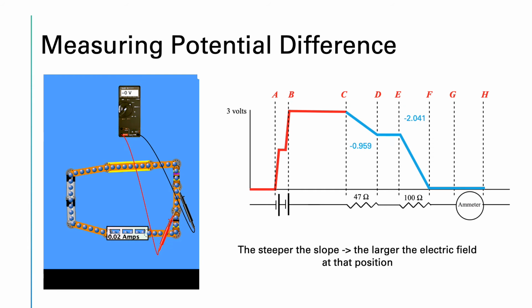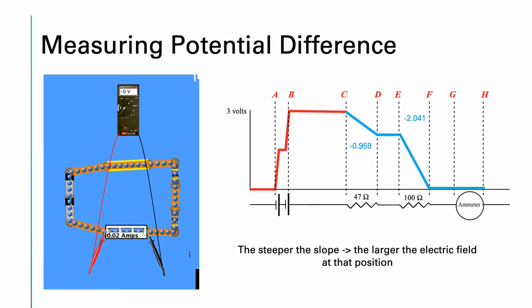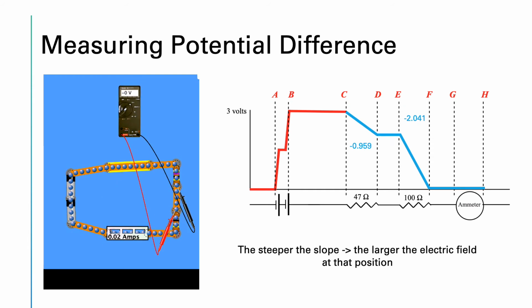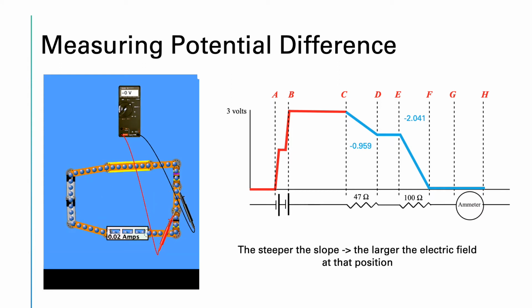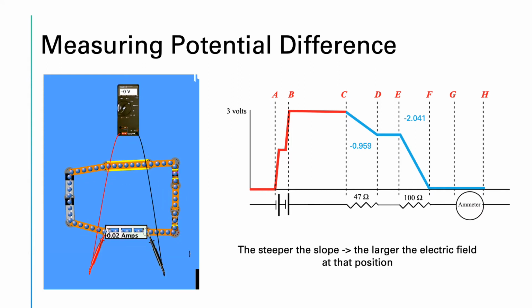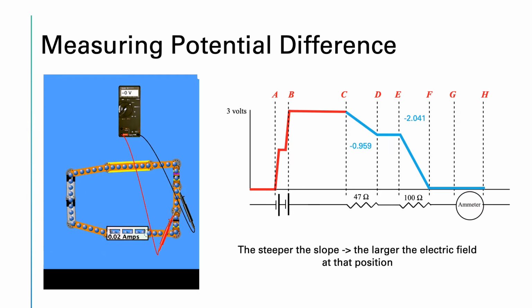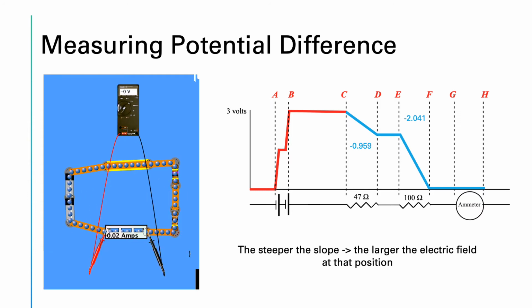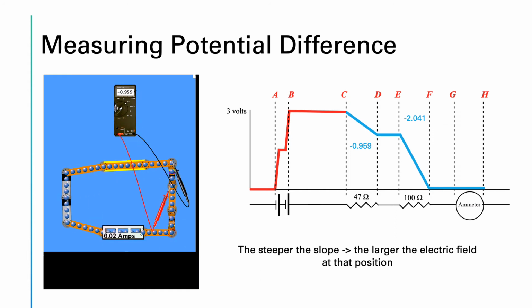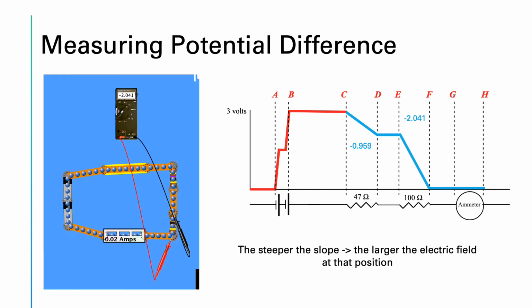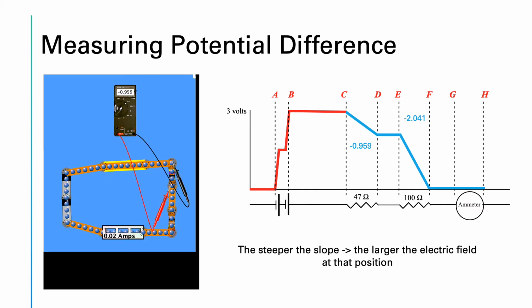Next, we took the voltmeter and measured the potential difference at different positions along the circuit, which is represented in the graph to the right. We can see that the potential difference increases all the way up until the position BC, and then decreases down to 0. We know that the steeper the slope, the larger the electric field at the position.